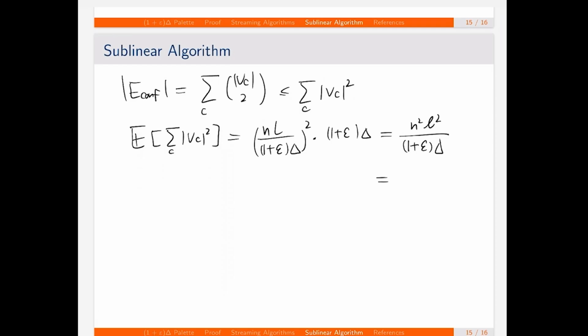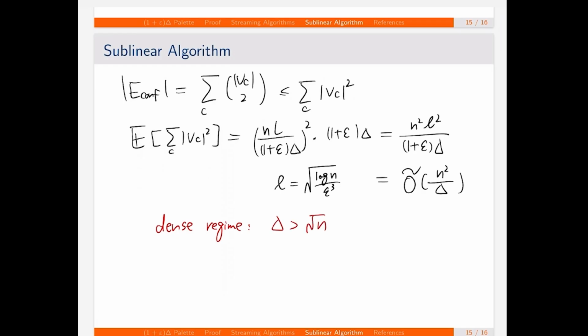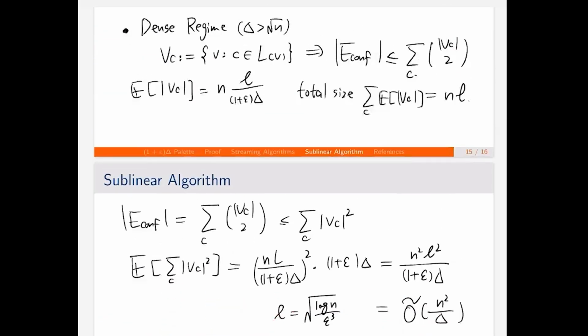And if you take L equal to square root of log n over epsilon cubed, you would finally get O tilde of n squared over delta. But in the dense regime, we have delta greater than square root of n. So this is O tilde of n to the 3/2.